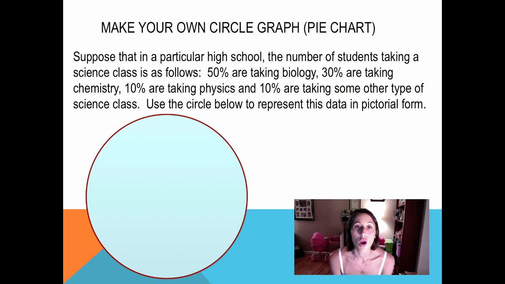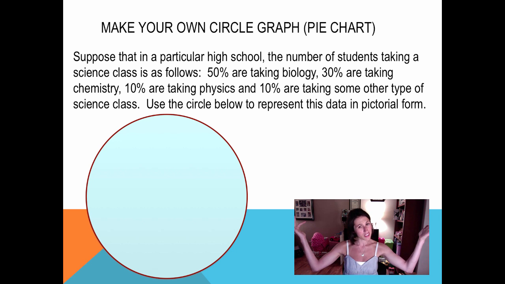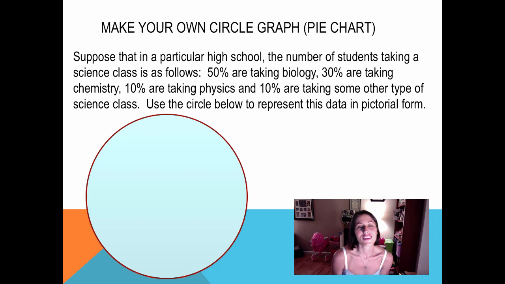So I want you to make your own circle graph or pie chart. Suppose that in a particular high school, the number of students taking a science class is as follows. 50% are taking biology, of course, because biology is the best. 30% are taking chemistry, 10% are taking physics, and 10% are taking some other random type of science class because they don't know any better. So I want you to use the circle that I provided to you to represent that data in pictorial form. Go ahead and hit pause, fill out your data, and then resume when you're done.